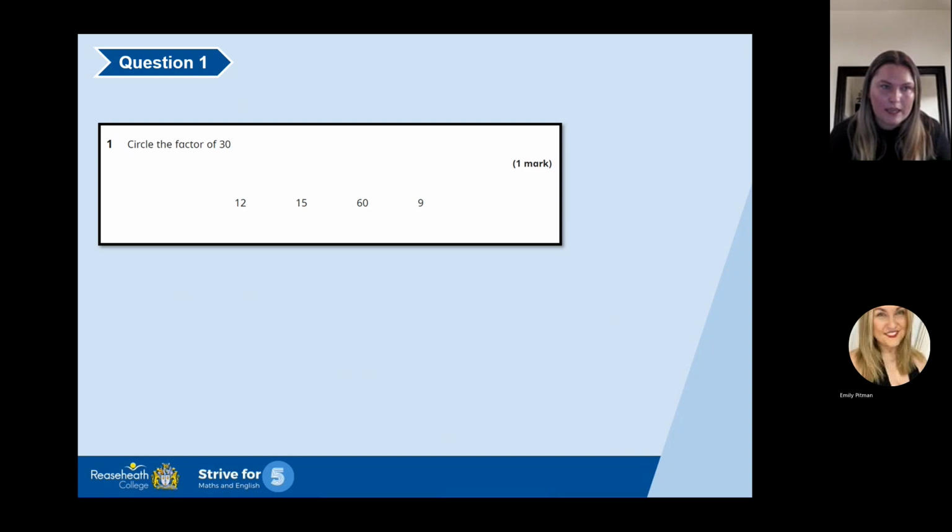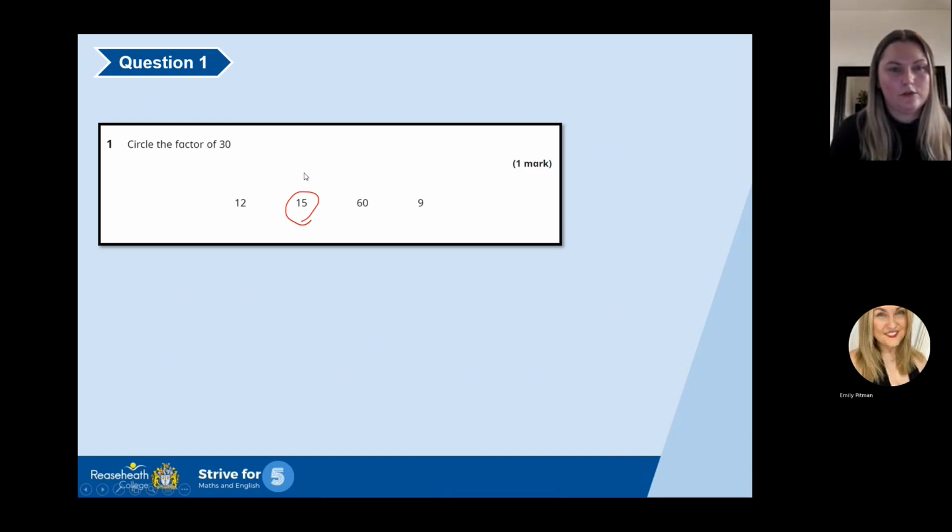Okay, so we're going to go through the whole of the paper together. So we'll start with question 1, which is circle a factor of 30. Now you will have to bear with me, I'm not the best with the graphics pen, but I will do my best. So a factor is a number that goes into something. So if we take one of the numbers from the options and times it by something, we will get to 30. Okay, so the one that's standing out to me is 15. So if we have 15 times 2, that will equal 30.